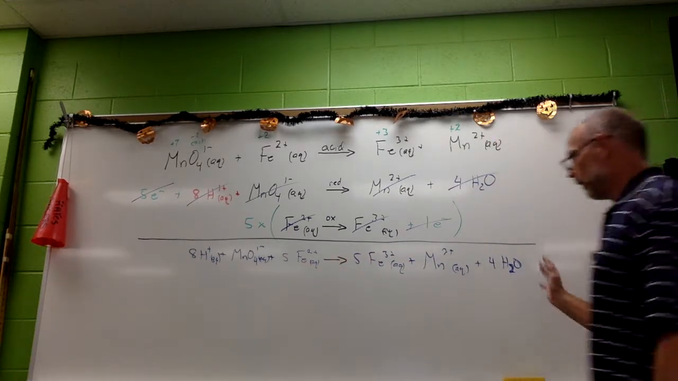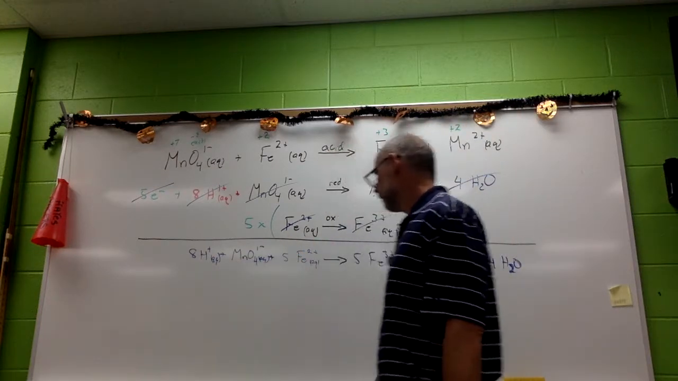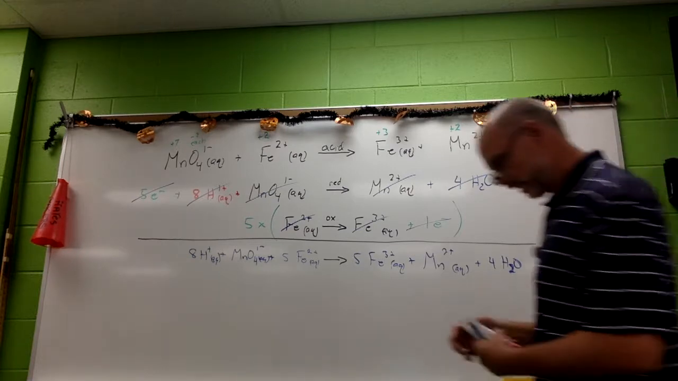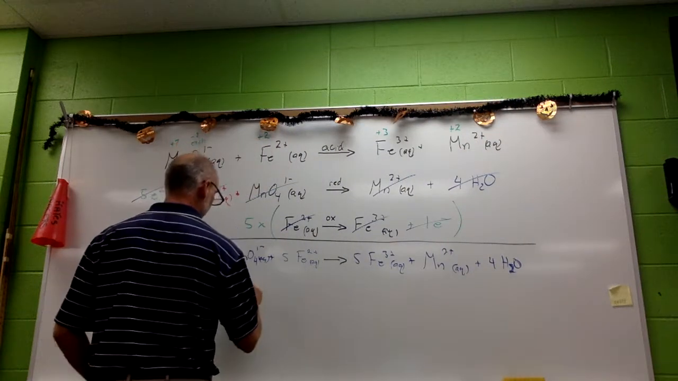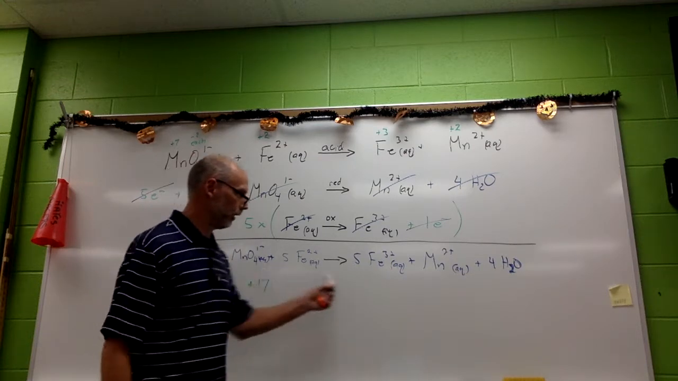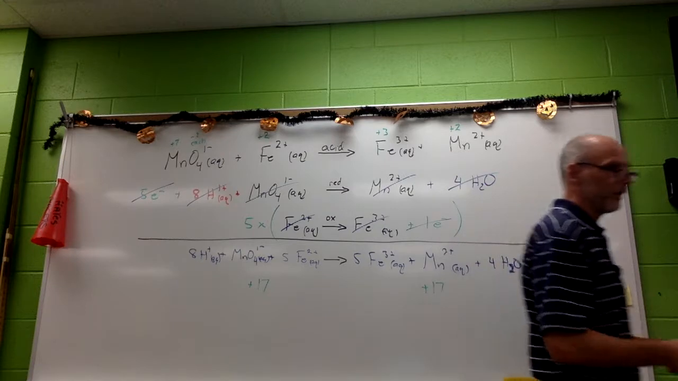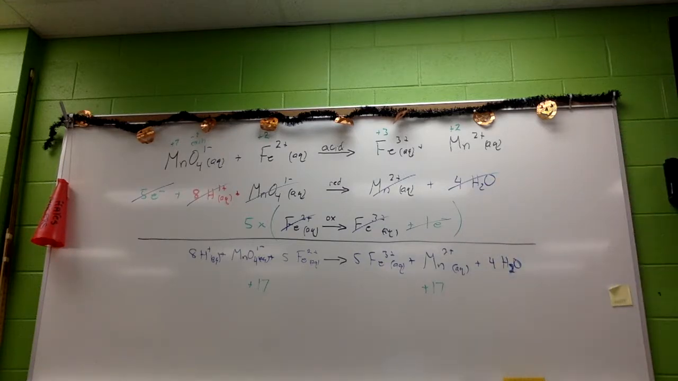What's my net charge on the reactant side? 10, 18. Plus 17, you said? Yes, I agree. And what is the net charge over here? Plus 17. Give yourselves a little round of applause for balancing your first half reaction method in acidic solution. Can't screw it up.